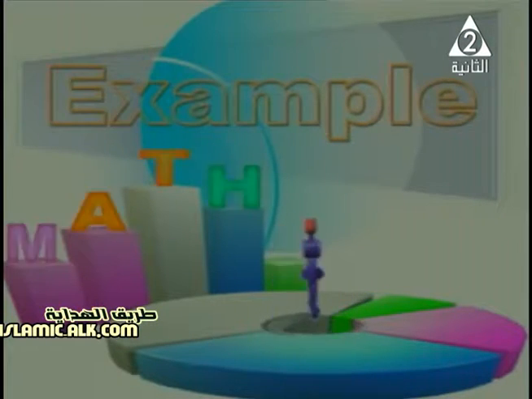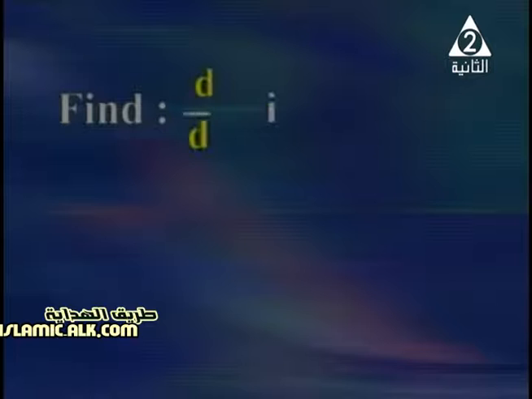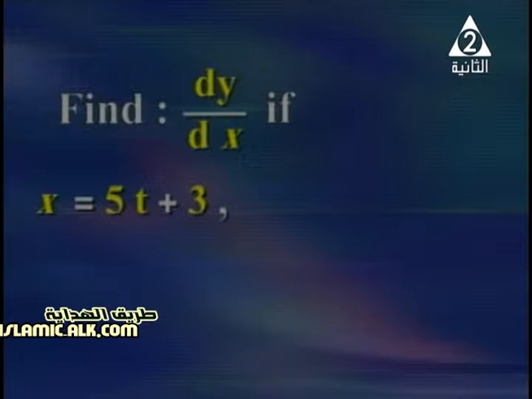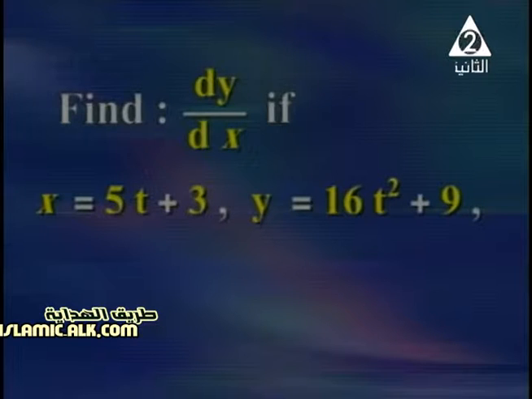Look at two important examples. Dear student, find dy over dx if x equals 5t plus 3 and y equals 16t squared plus 9. Remember, dear student, the first function is x with variable t, the second is y with respect to t. We find dx over dt and dy over dt. After that, we divide dy over dt by dx over dt. We deduce dy by dx.